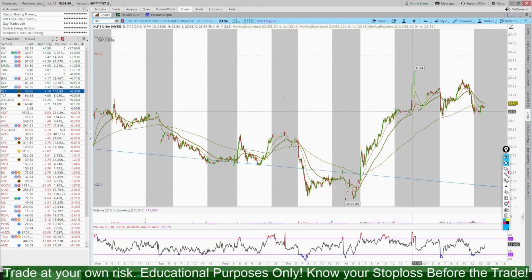The XLF was up. We did a post on Sunday talking about the banks and the transports and watching those sectors. It looked a little bit promising here until whatever bad news came out. So now let's go to Tesla. And we can talk about these things later.